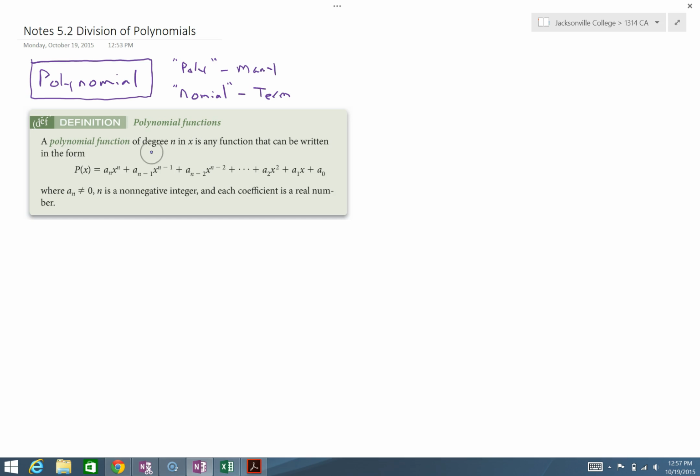A polynomial function of degree n in x is any function that can be written in this form, where a sub n is not equal to 0. That is, this leading term, you can't have a 0 coefficient or it wouldn't be there. And n is a non-negative integer, so this exponent must be positive. That is, if we had something like 1 over x squared, well, we know we can rewrite that as x to the negative second. This is not a polynomial.